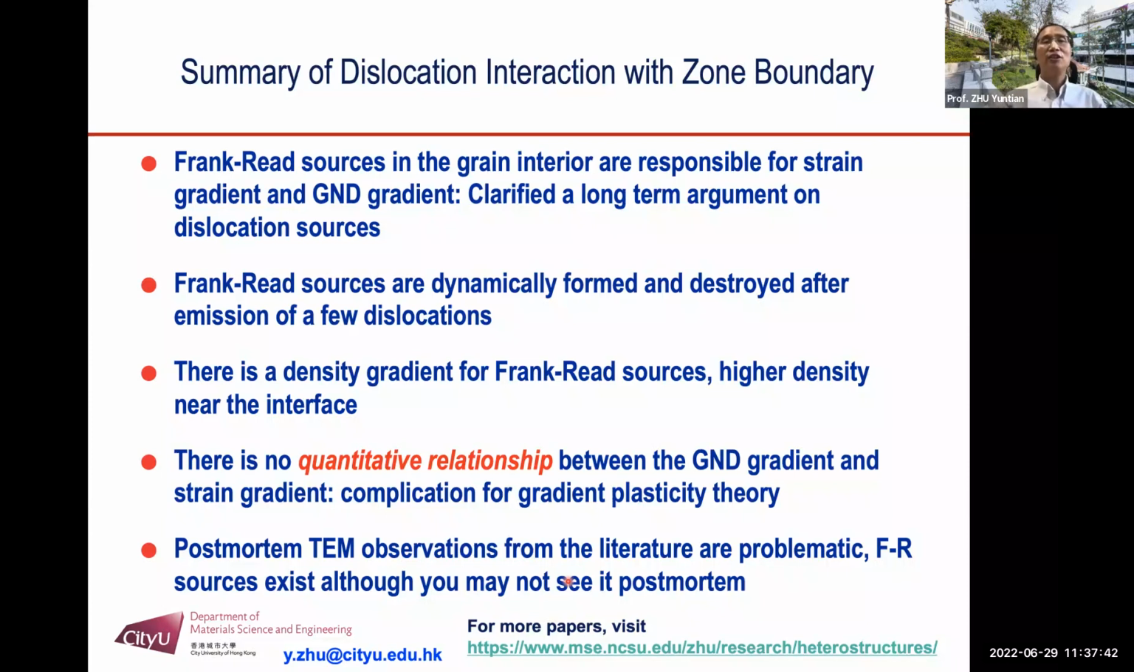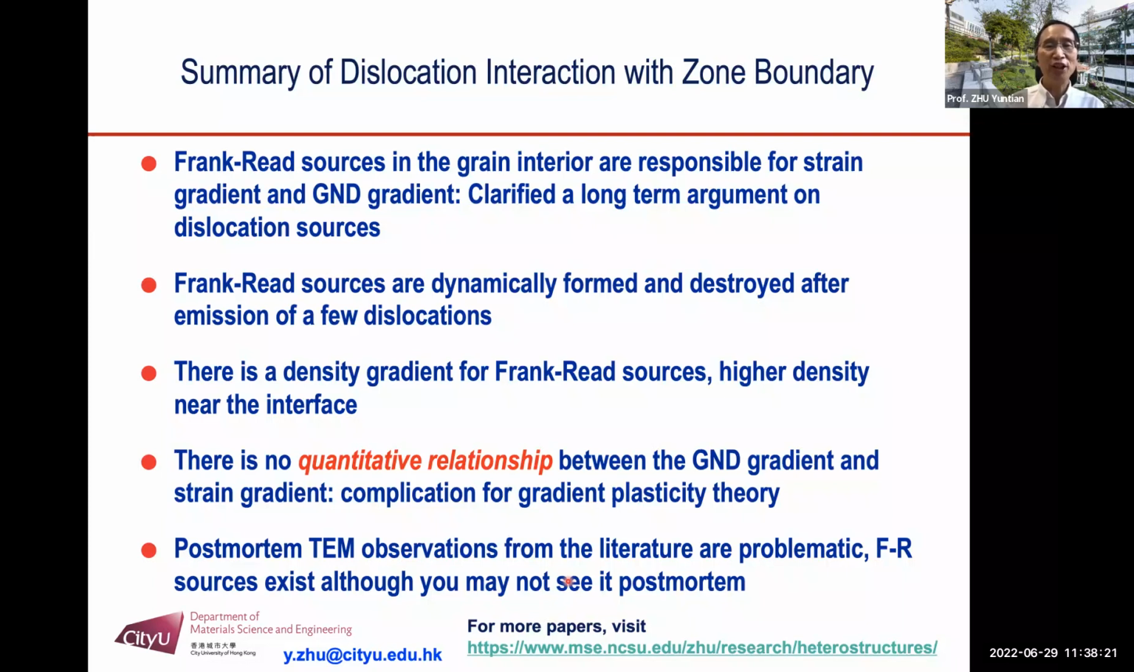And so this clarified a long-term argument about the dislocation sources. There are some people saying, oh, all the dislocations are from grain boundaries. They're not from the grain interior. And here we show that that's not true. But we're not saying that the grain boundary cannot emit dislocations. We simply do not know. And it may be possible, but here it's not the case. Here the Frank-Read sources are dynamically formed and destroyed. This is something new we do not know.